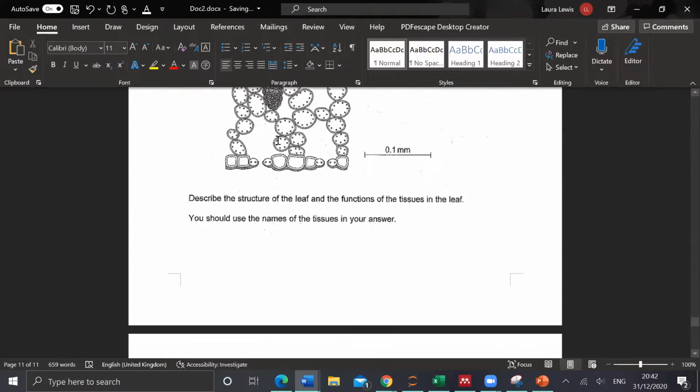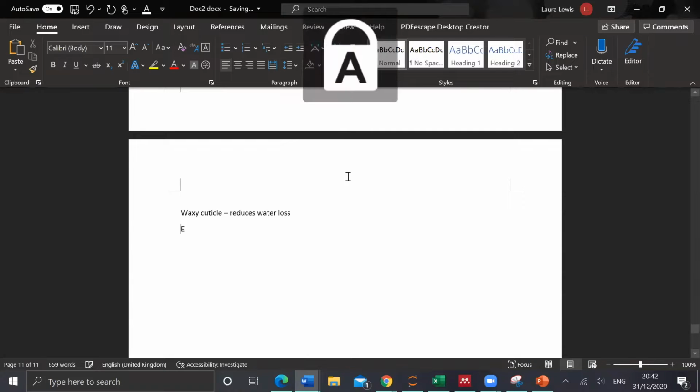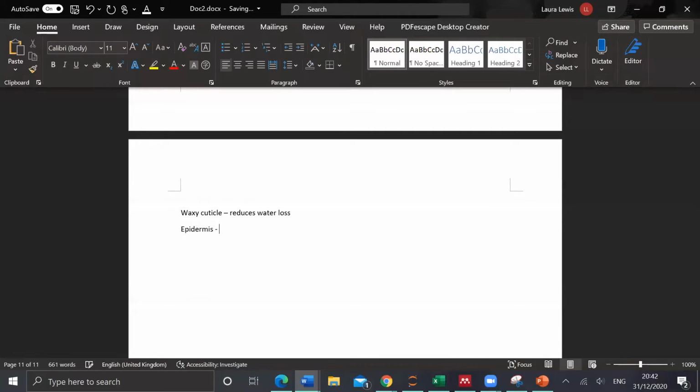Okay, you've got the epidermis. Basically, it's a bit like our skin, so it covers the plant. It is transparent to allow light to pass through. There are no chloroplasts in this layer. Okay, no chloroplasts in this layer.